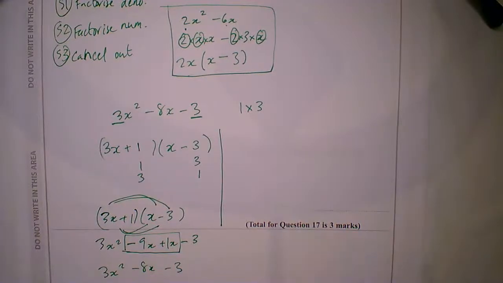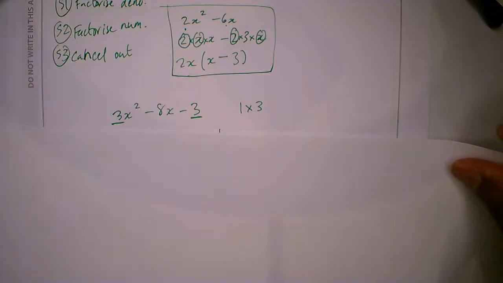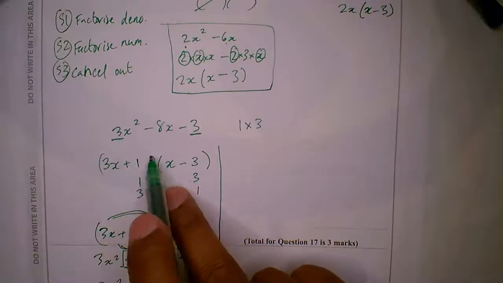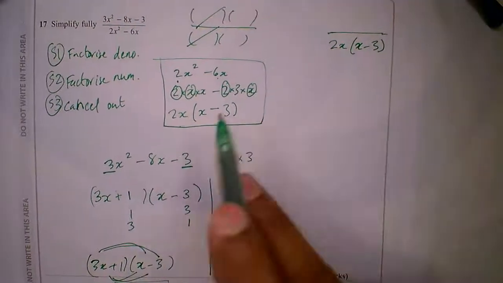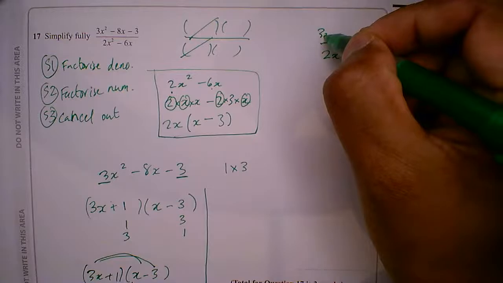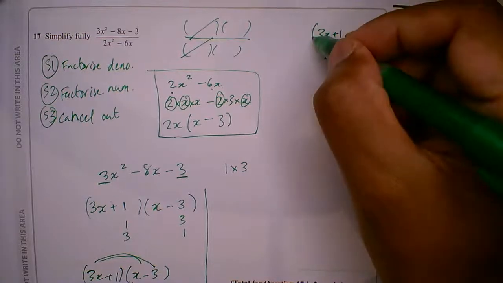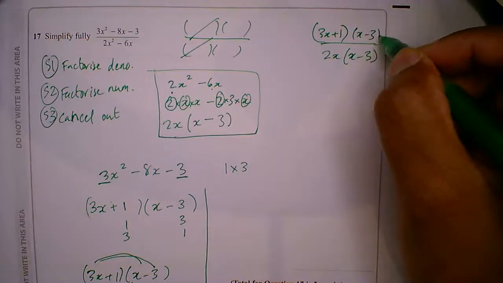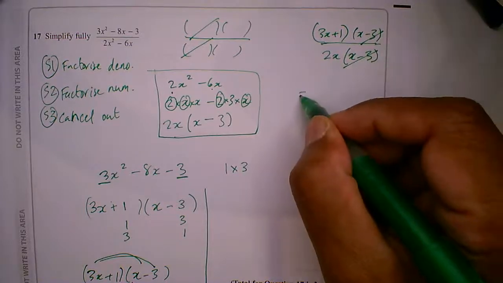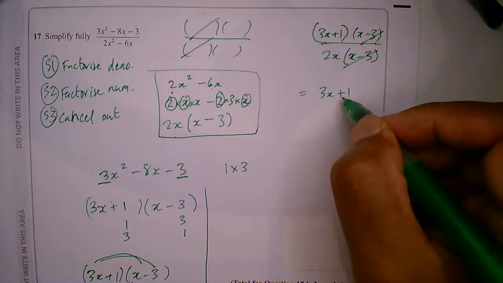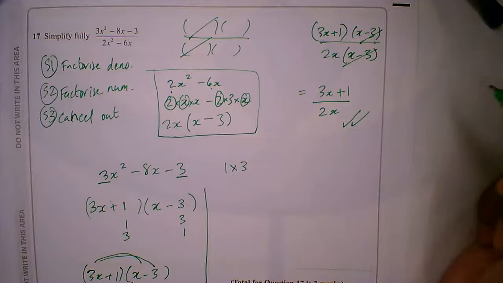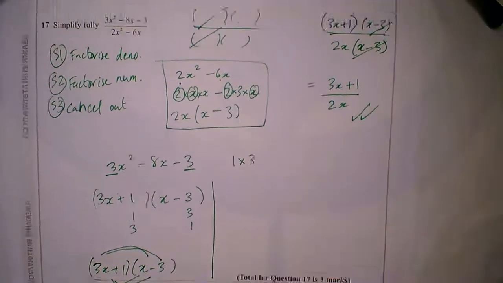Now, most of you will be familiar with another method, which I'll come back to. So this is what I have now. I put this as my numerator, 3x plus 1, and x minus 3. And I can see they cancel out. So this is equal to 3x plus 1 all over 2x. And that is my final answer. So that's a nice quick way of doing that.